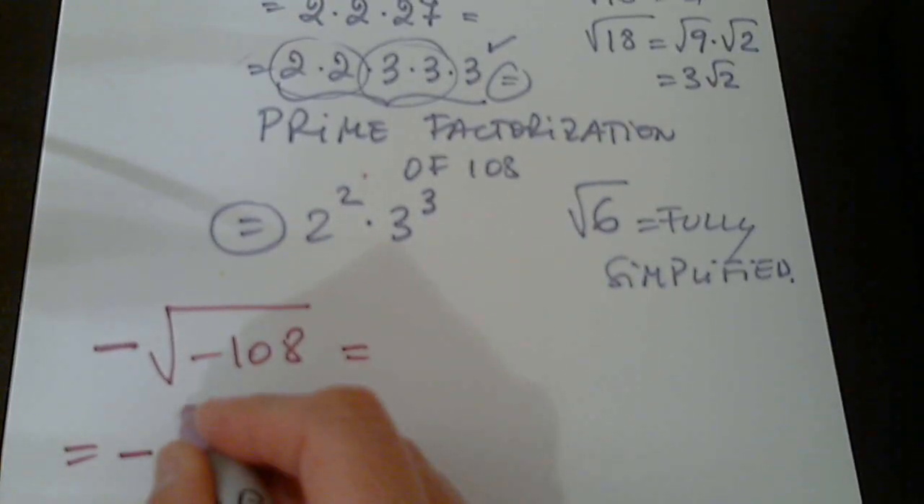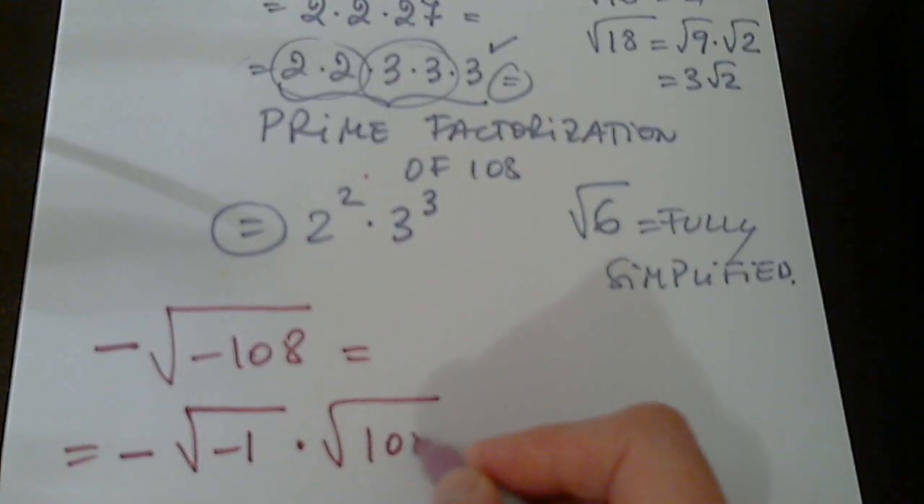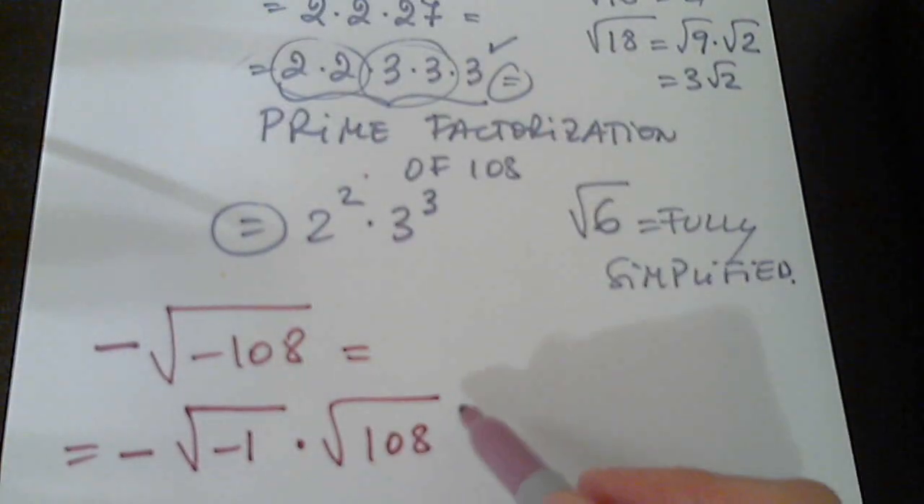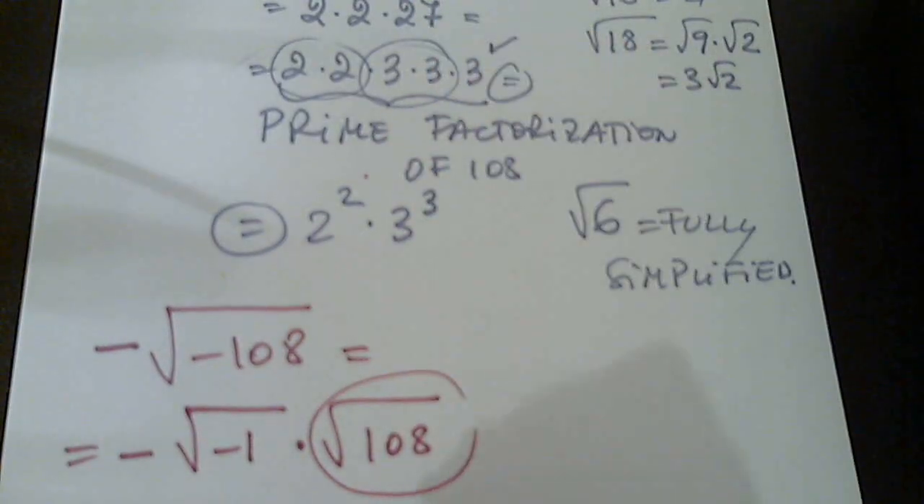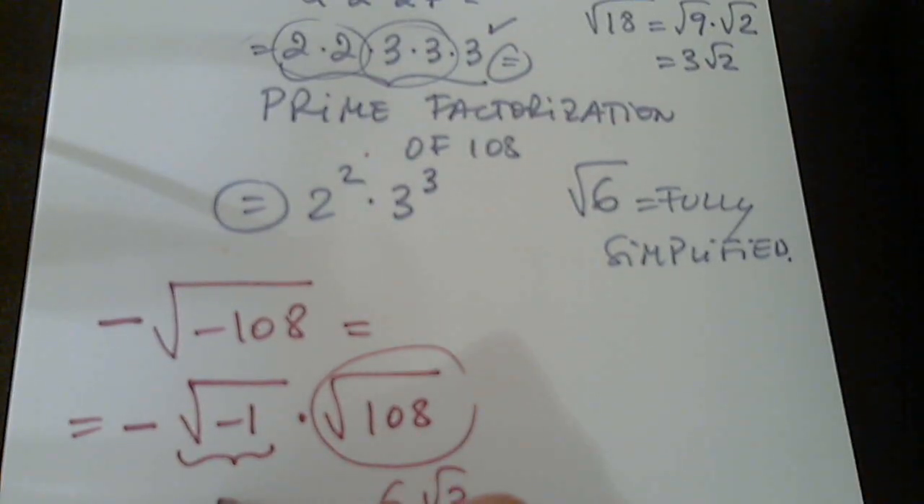So negative. I have to write this as the square root of negative 1. Then I have to write the square root of 108. But I already determined that in the previous problem. This is 6, the square root of 3. What do I replace this by? I. Exactly. So careful now.